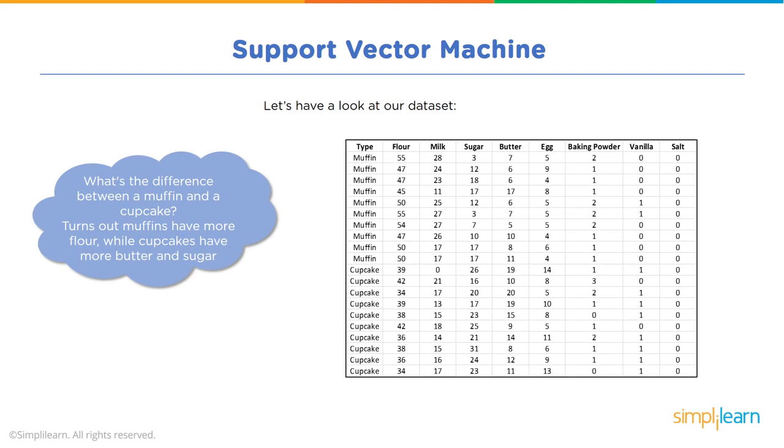What's the difference between a muffin and a cupcake? Turns out muffins have more flour, while cupcakes have more butter and sugar. So basically the cupcake's a little bit more of a dessert, where the muffin's a little bit more of a fancy bread. But how do we do that in Python? How do we code that to go through recipes and figure out what the recipe is?